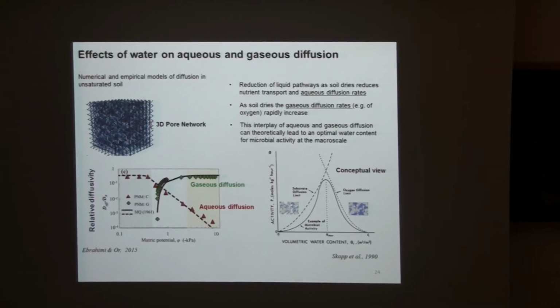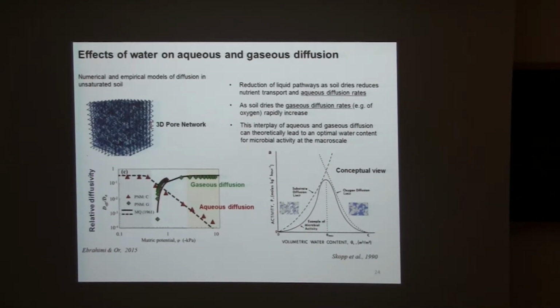So from that picture comes an idea: possibly this interplay of aqueous and gaseous diffusion could lead to an optimal water content for microbial activity at the larger scale. That was proposed by Scott already a few decades ago. The conceptual view is that because you have substrate diffusion on the one hand and oxygen diffusion on the other hand, maybe there's an ideal water content where you get the best of both worlds. You get your solutes diffusing to you, and you get oxygen, which, as we learned this morning, is the best oxidant that you want to use to grow.